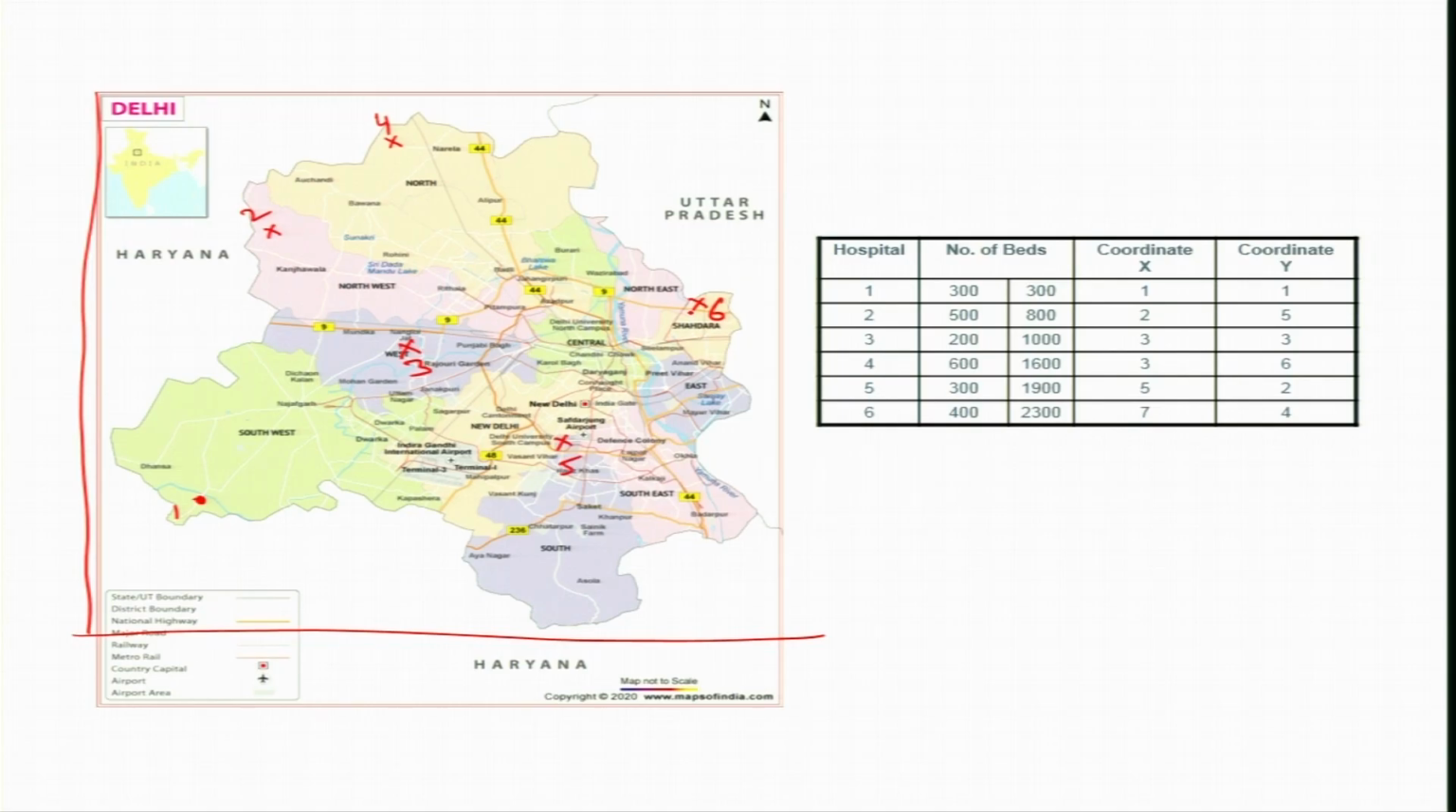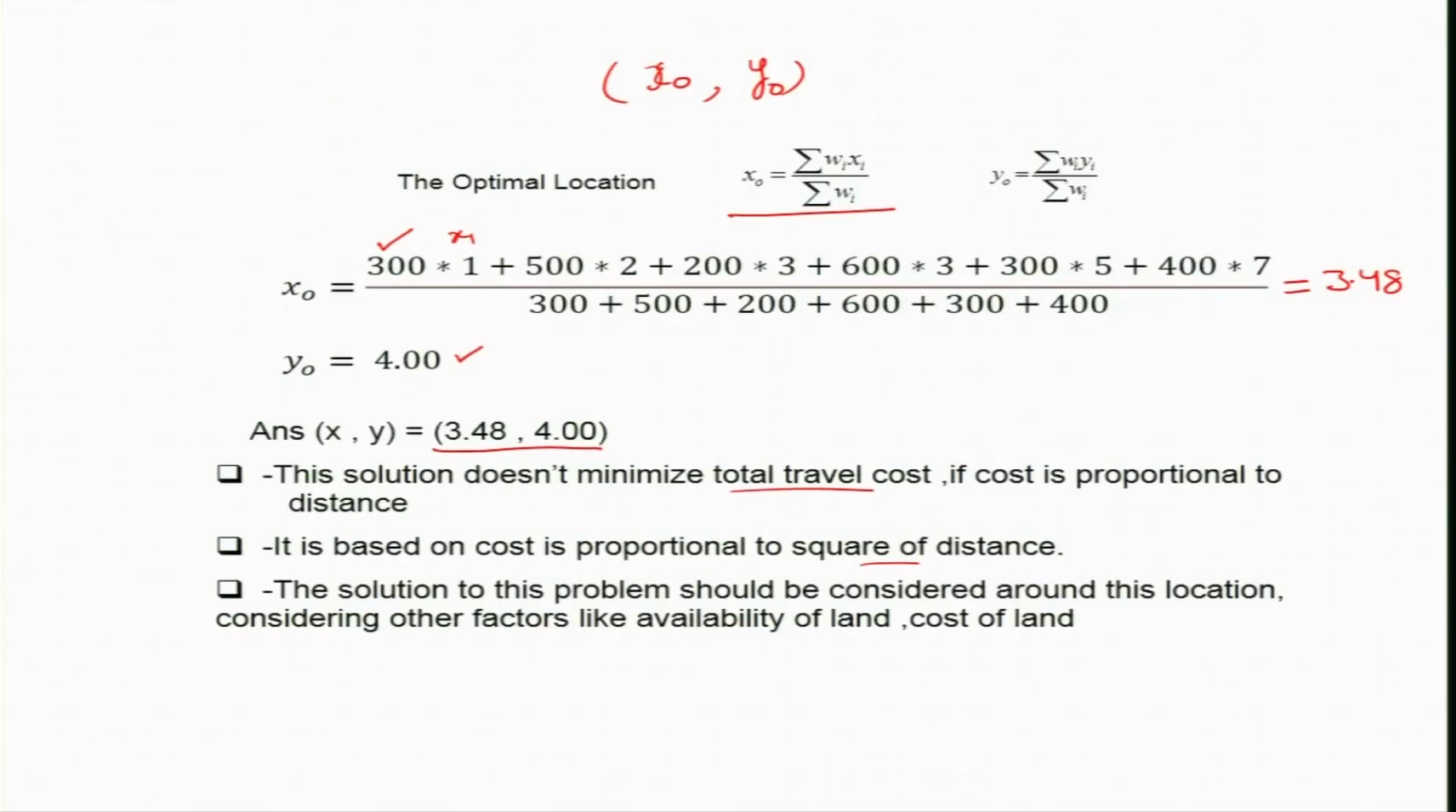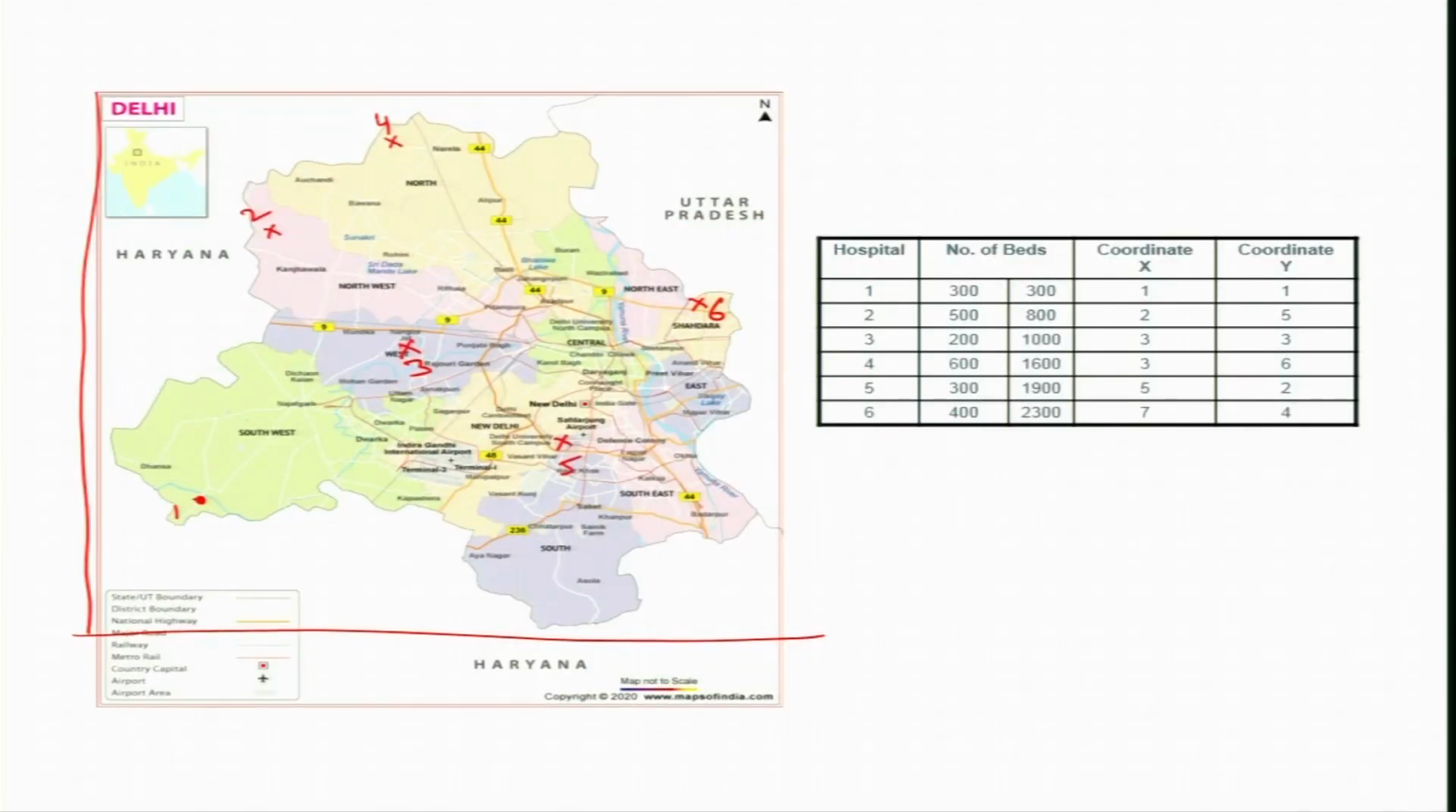Now, this is the location of my existing hospitals, and based on this, by following the gravity method, my answer was 3.48 and 4. So, I will get somewhere here. Let us say my proposed location comes out to be here, and here no land is available. This is, let us say, a forest area or something, and it is not possible to set up the blood bank here, or connectivity is not there or something.